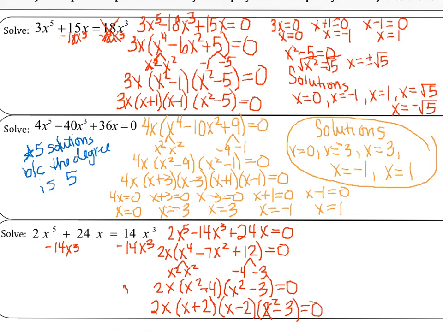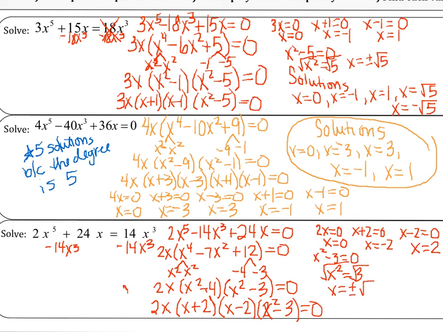So finding my solutions. The last step here, right over on the side here. So I can say 2x equals 0, x plus 2 equals 0, x minus 2 equals 0, or x squared minus 3 equals 0. So my first solution for 2x equals 0, that means x equals 0. My second, if I subtract 2, x equals negative 2. My third, if I add 2, x equals positive 2. My fourth one, if I add 3 to both sides, I have x squared equals 3. I then need to take the square root, so I have x equals positive or negative square root of 3.